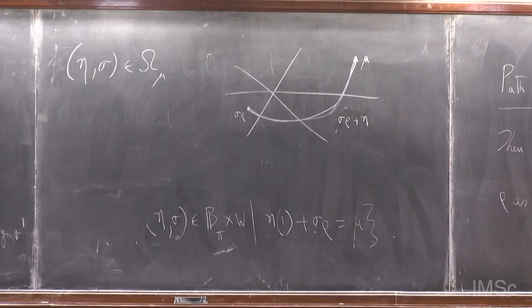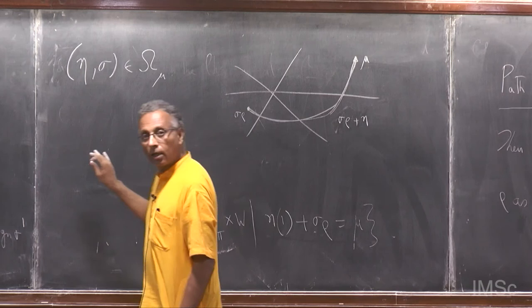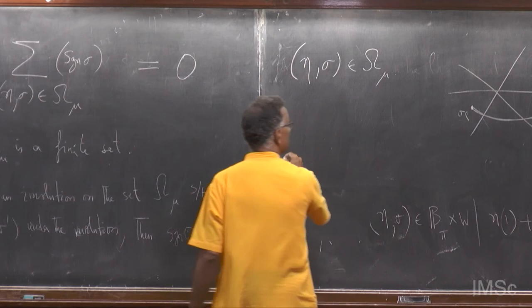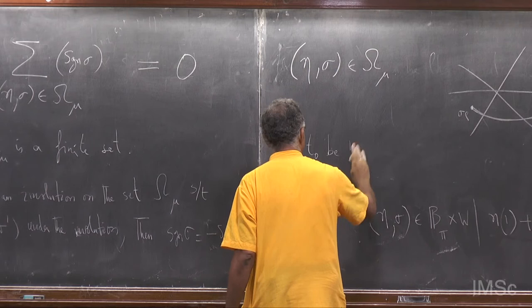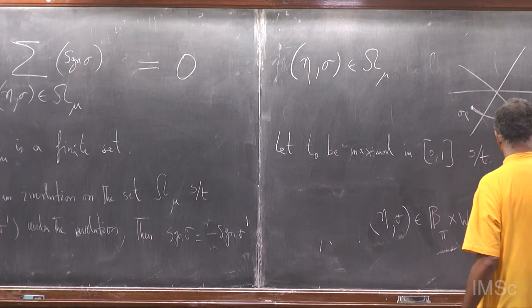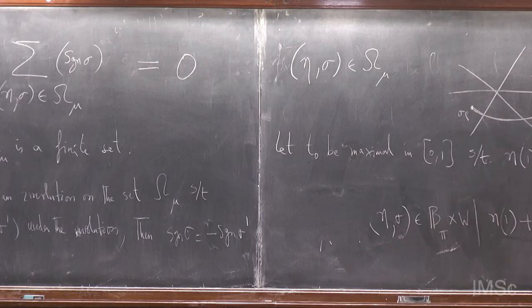Okay, so what he says is, now this seems tricky, but maybe after you've done a few examples it's easy to guess this, and once you guess it it's easy to work with. So here is the crucial thing. Let t naught be maximal in [0, 1] such that eta t naught plus sigma rho is dominant but not regular.